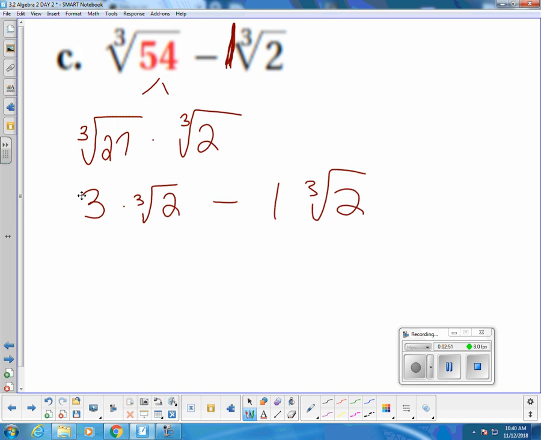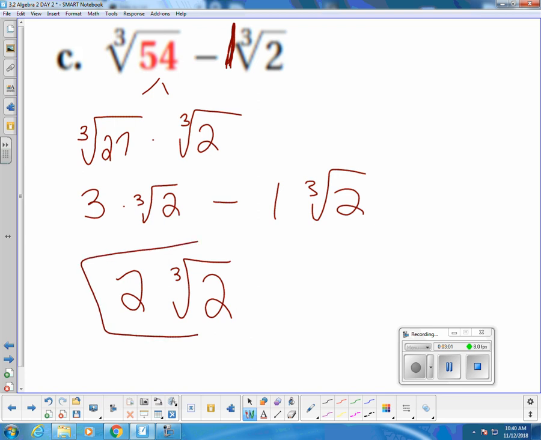You have like terms. If I have 3 apples and I subtract off 1 apple, how many apples would I have? But we're not really dealing with apples, are we? We're dealing with cubed roots. So my final answer is 2 times the cube root of 2. I had 3 cube roots of 2. I subtracted off 1 cube root of 2. Now I have 2 cube roots of 2. Good, good? All right.